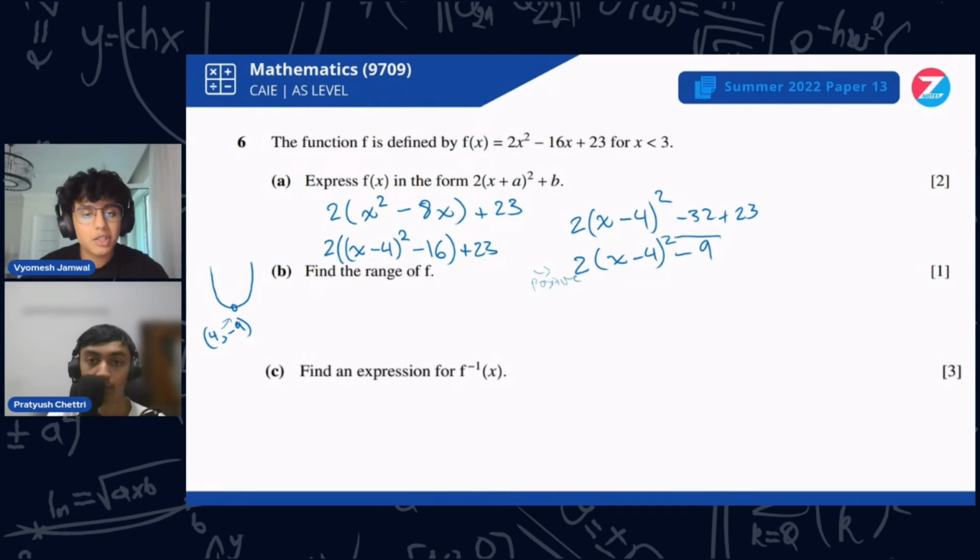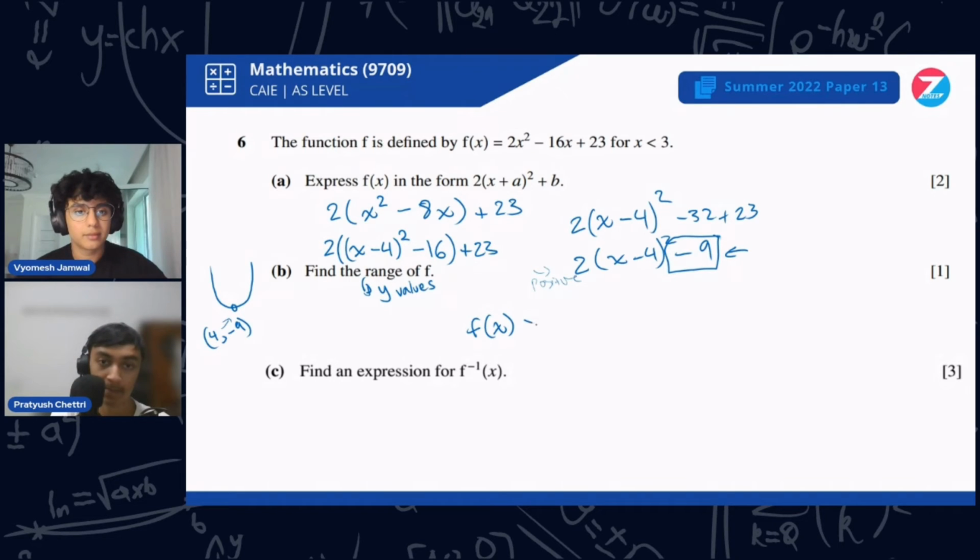And so the range of f, simply by looking at the graph, because it's talking about the y-axis, so that would be f of x is more than or equal to -9. Yeah, greater than or equal to because it's above. Epic. And that's another mark. Now, can you do the last question for us?